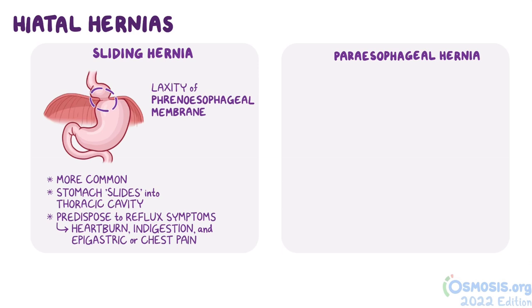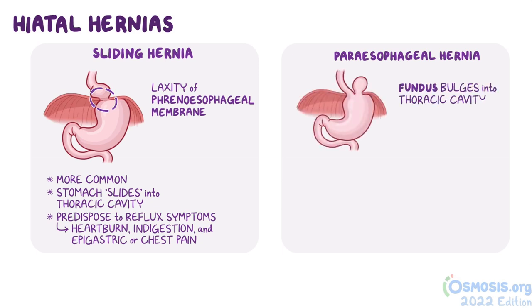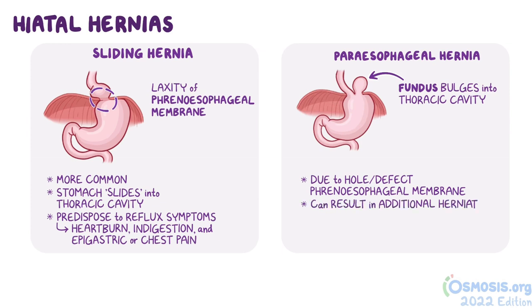The second type of hiatal hernia is a paraesophageal hernia, which is when the fundus of the stomach bulges into the thoracic cavity adjacent to the esophagus due to a hole or defect in the phrenoesophageal membrane. Large enough defects can even result in the additional herniation of the gastroesophageal junction, as well as other structures such as the spleen and bowel. Paraesophageal hernias are less common than sliding hernias, but have a higher risk of complications such as gastric obstruction, ulcerations, and even respiratory symptoms.